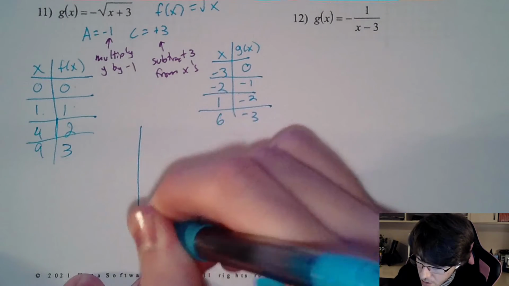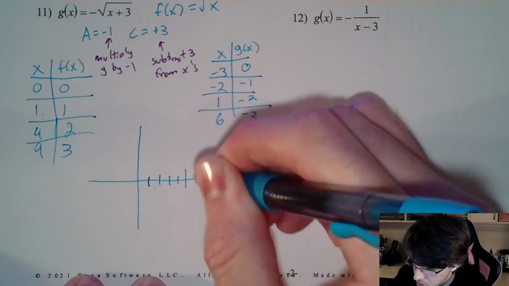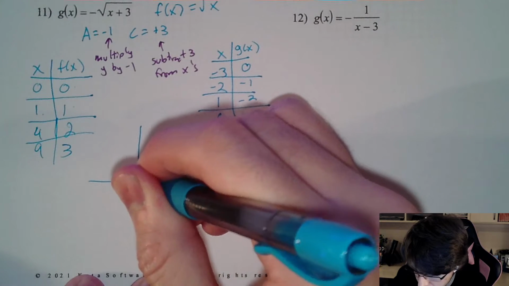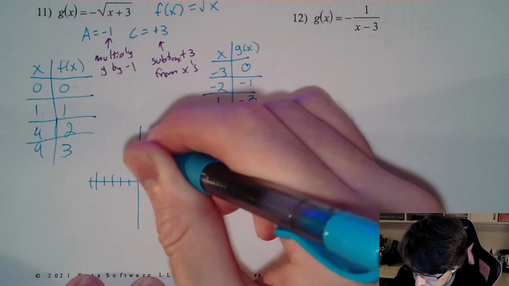Finally, we need to create our cute little XY chart. So we have 1, 2, 3, 4, 5. Let's go out to 6. And then we have 1, 2, 3, 4, 5. Don't need any of the negatives, actually, did we?